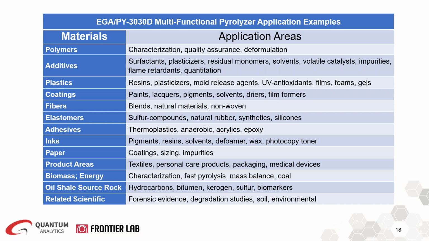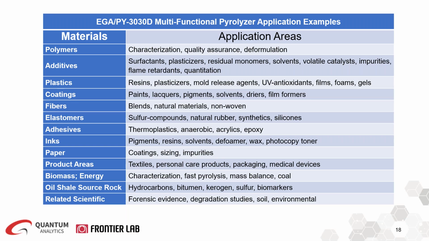I usually get questions such as, what applications do you use pyrolysis-GC MS for? What kind of samples do you usually receive at the lab? And I would like to say that the application areas for pyrolysis-GC MS are broad. Materials used are closely related to our everyday life, from polymers, additives, plastics, coating, to biomass, energy, and related sciences.